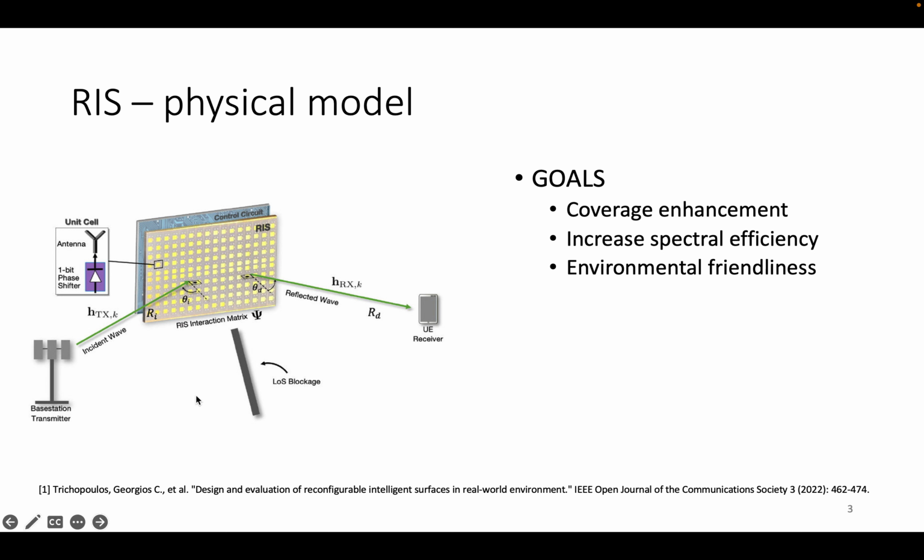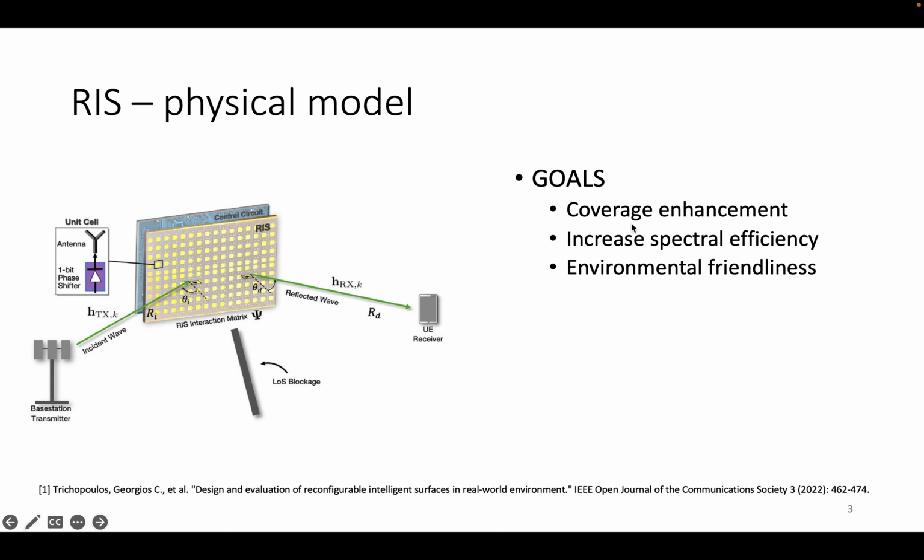The RIS receives the incident signal from the transmitter, controls its phase and amplitude according to the configuration of its passive elements, and redirects the reflected wave towards the receiver. So depending on the technology used, these elements could act as simple reflectors or as more advanced controllable antennas. This controlled reflection allows us to focus the energy towards the desired direction, improving the received signal.